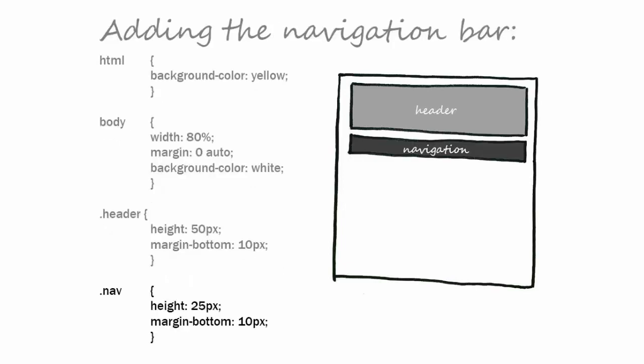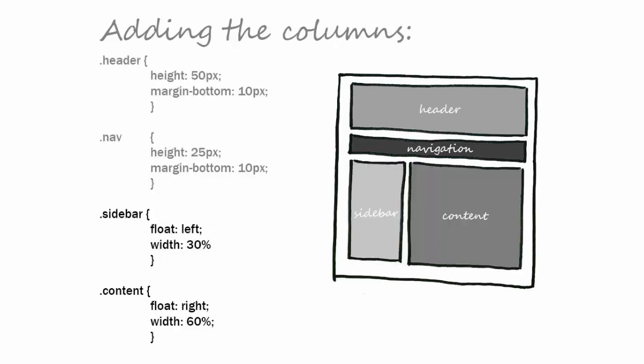The navigation bar is added by specifying the position of the div element named nav. The height of the element is 25 pixels. There is no need to specify its position from the top, since it will naturally, within the normal document flow, fall underneath the header element. Adding the two adjacent columns is the first time you'd need to disrupt the normal document flow, because you want them to be alongside one another. As you can see in the code, this is achieved by using the float property.